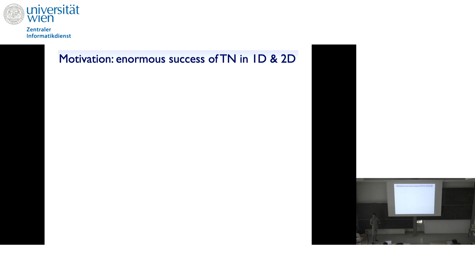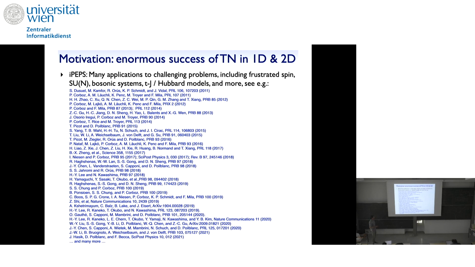I guess in this audience, I don't need to motivate too much. I guess everyone agrees that tensor networks have been enormously successful for many problems. With matrix product states, there are countless examples, but also with 2D tensor networks, there's a very nice growing number of applications to challenging problems, including frustrated spin systems, SU(N) systems, t-J Hubbard models, and more. This is just a selection of some of the works over the past 10 years. It is not a complete list, but just to give you the impression of this strongly increasing number of applications and also an increasing number of groups who make use of these tools in 2D.